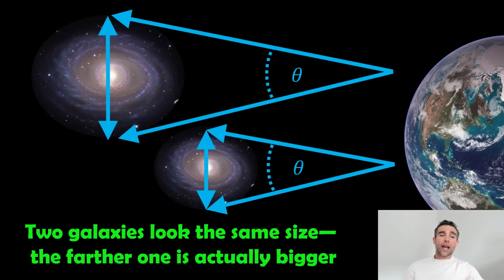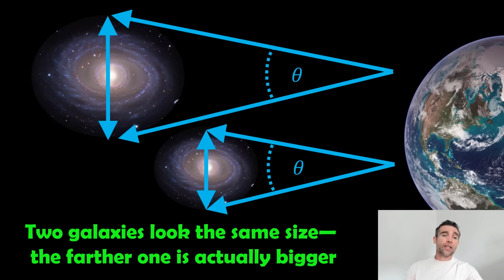So if we've got two galaxies in the sky that we're looking at, and they're at different distances, but they have the same angular size, then the one that's further away is actually going to be physically bigger. So here we should have hopefully the same angular size of both these galaxies. Probably not a great representation, but the one that's further away at the top has to be bigger to get the same angular size.